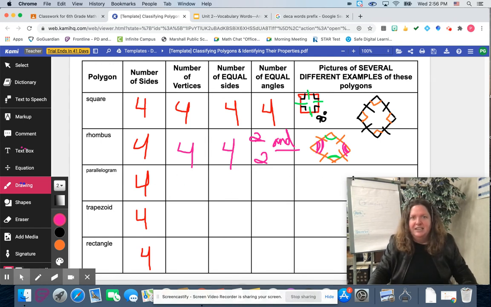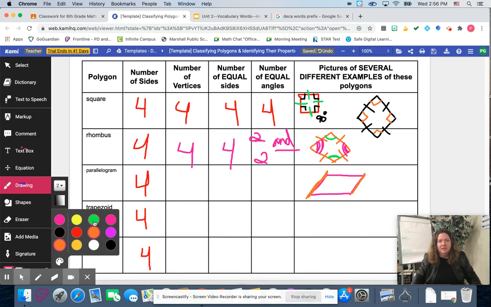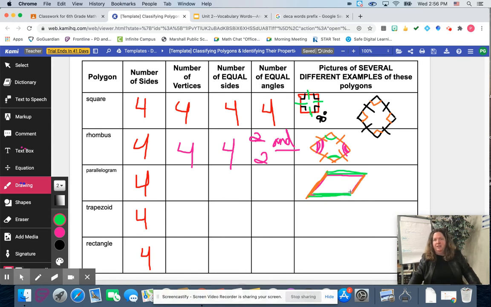Parallelogram, 4 sides. Let's try to draw a parallelogram, shall we? All right. Here's my best technique of drawing a parallelogram. I'm going to draw one line, and then I'm going to go over a little bit and draw another line that's parallel to it, and then I'm going to connect these 2 sides like that. So these 2 orange sides are parallel, and these 2 green sides are parallel. There they are. There's my parallelogram.